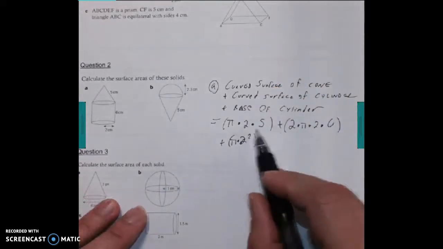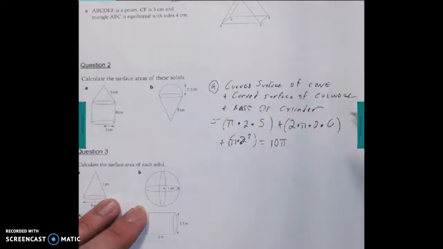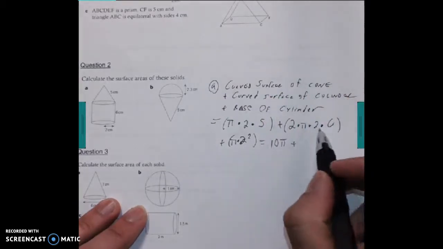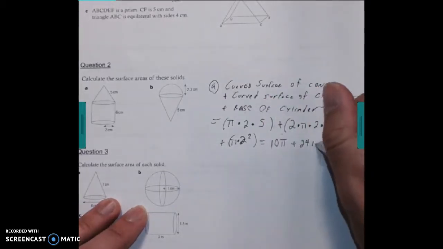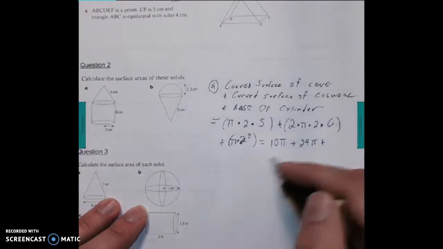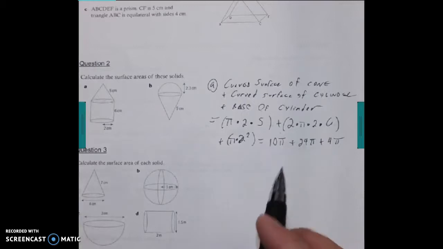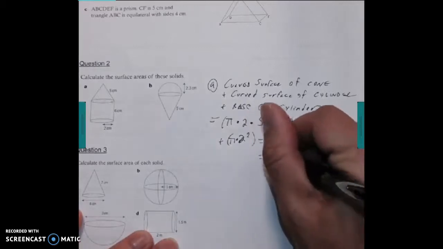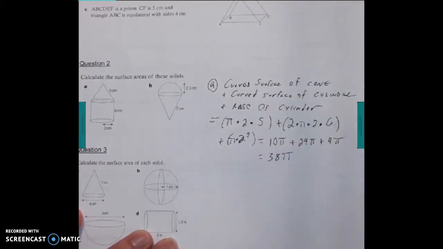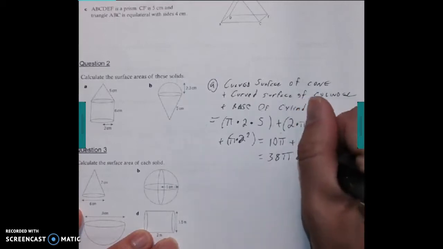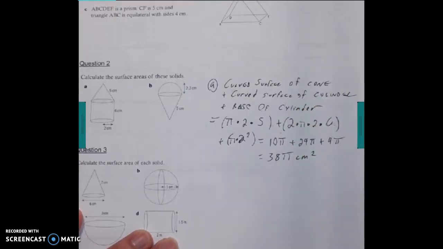So up here I've got 10 pi, and then I've got 24 pi, and then I've got 4 pi. When you add all of those together, you end up with, let's see, 10, 34, 38 pi, and that'll be centimeters squared. Now if you were going to round that to 3 significant figures, it'd be 119 centimeters squared.